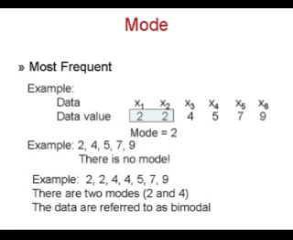In some cases, there is more than one mode present in a data series. Here, we see that there are two modes. The two modes are 2 and 4. This data is referred to as bimodal.